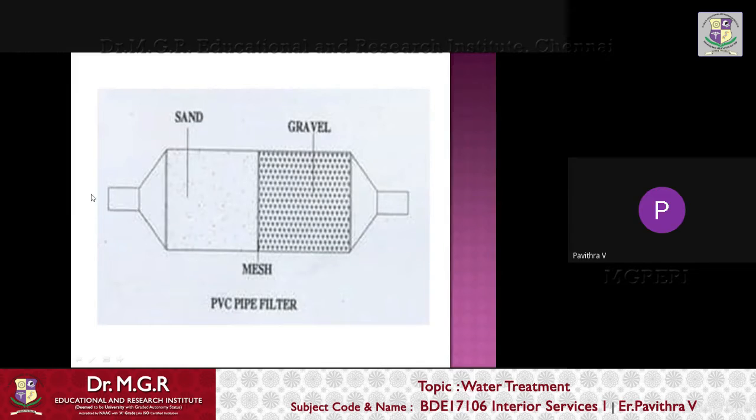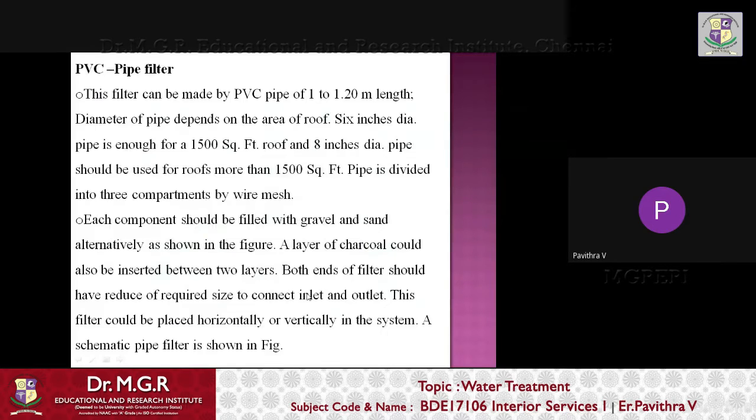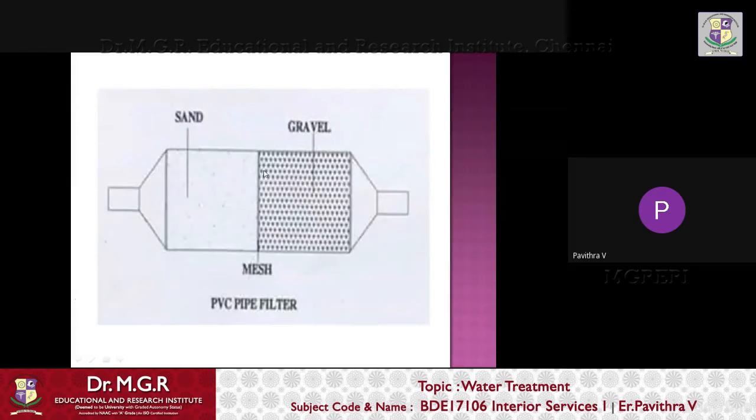This diagram gives us the horizontal filtration process, we can also place it in a vertical way. A schematic pipe diagram has been given here. So this is a PVC pipe filter. We had seen the sand gravel filter. Next we had seen the charcoal filter. Now it is a PVC pipe filter, where the filtration is going to happen inside a PVC pipe.